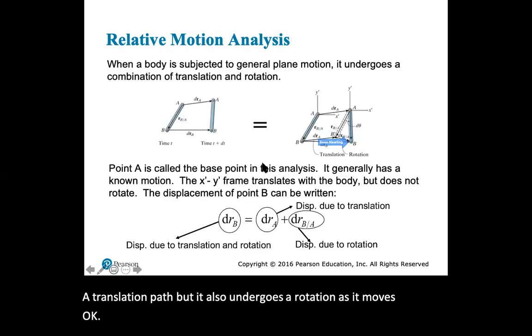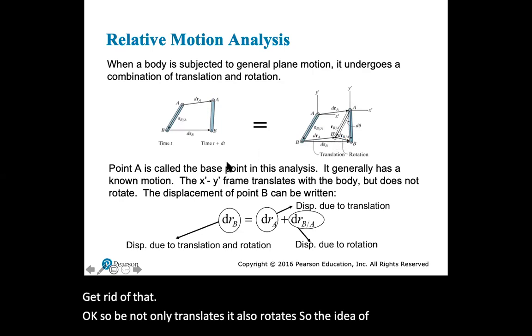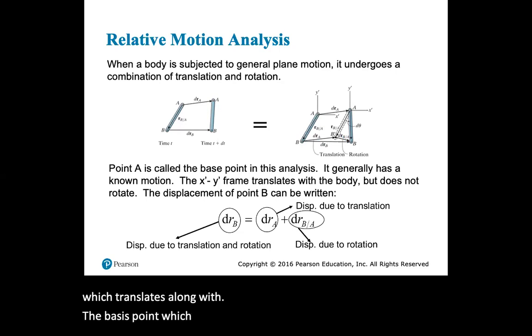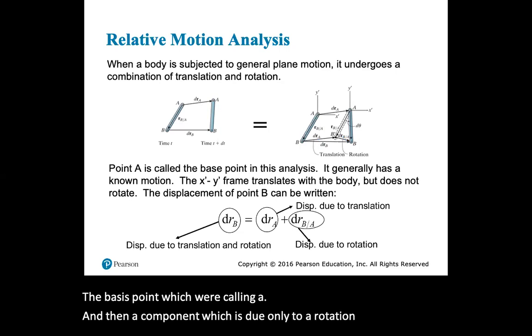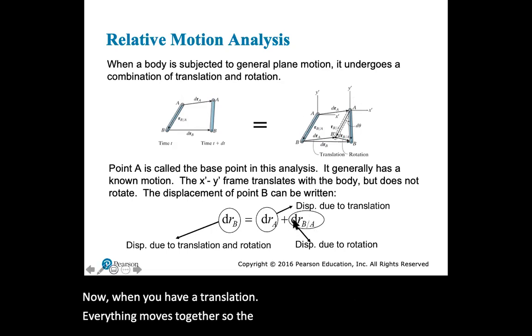All right. So get rid of that. Okay. So B not only translates, it also rotates. So the idea of a relative motion analysis is to decompose the motion of B into a piece which translates along with the basis point, which we're calling A, and then a component which is due only to a rotation. Now, when you have a translation, everything moves together, so the relative displacement is zero.